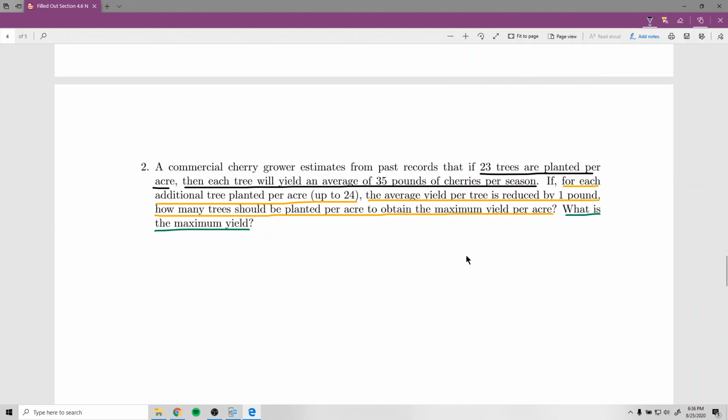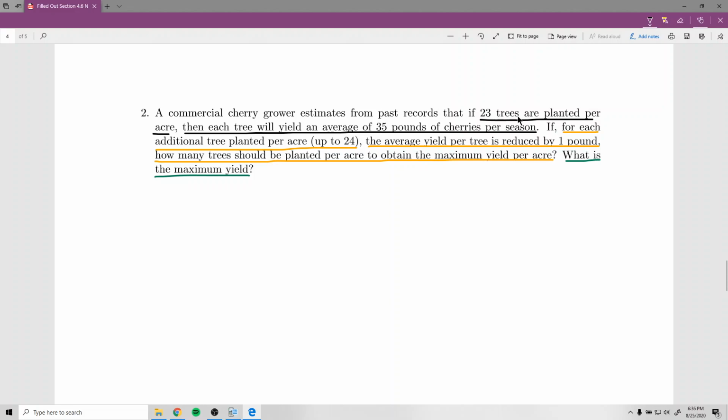All right, so right off the bat, this one sounds a little more confusing. So we just want to take it slow. What we want to do is start by thinking about the part I highlighted in black and not worry about what happens if we increase or decrease, talking about what's underlined in yellow here. All right, so it says if 23 trees are planted per acre, then each tree will grow an average of 35 pounds of cherries per season. So let's think about relating this to what we're interested in, which is the amount of cherries in pounds per acre.